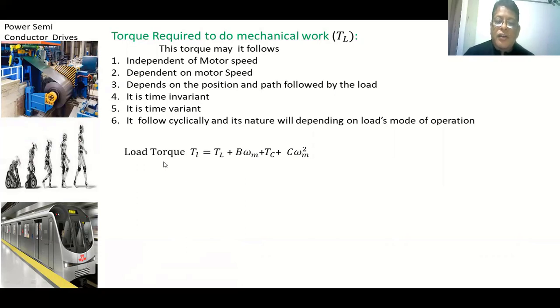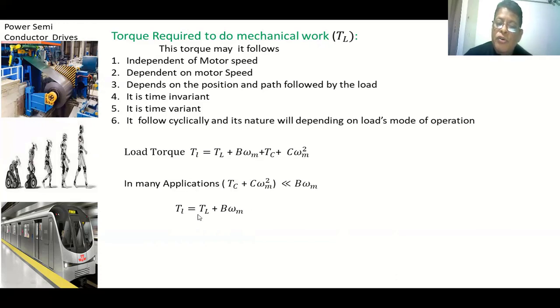Now this is the equation for the load torque. The load torque TL is the torque required to do the mechanical work, plus the linear torque, the Coulomb torque, and the windage torque. Generally, in any drive, these two components are very low compared to the linear torque, so we can neglect them. If we neglect those components, then we have the load torque equal to the torque required to do the mechanical work plus the linear torque, the torque which is proportional to the speed.